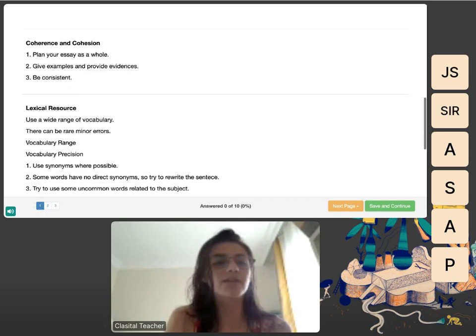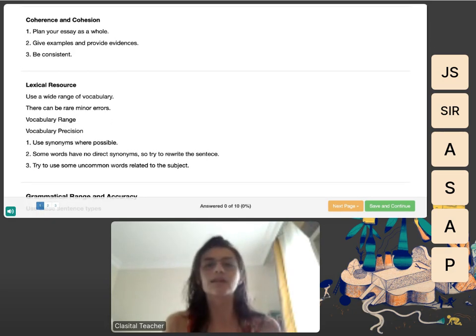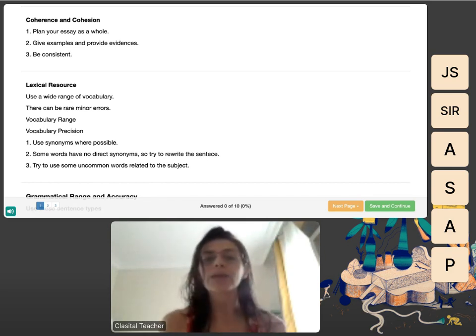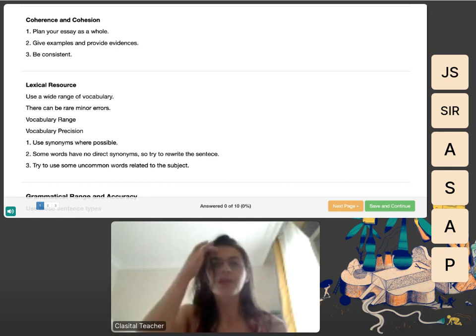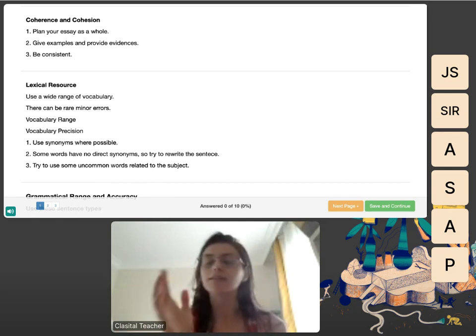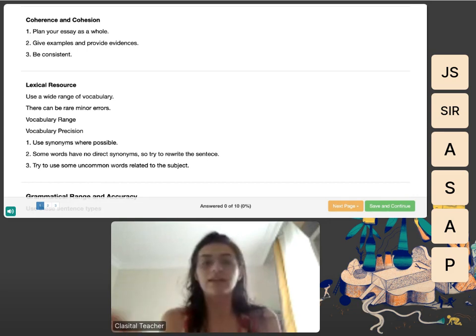The second criterion that we will look at today is coherence and cohesion, which is basically our planning of the essay. If we plan our essay beforehand, and if we plan it as a whole, and if we support our ideas with examples and evidence, and if we're consistent throughout our essay, we will get a good band score in coherence and cohesion, basically. So, for example, if the question asks you, let's say, do you like red?